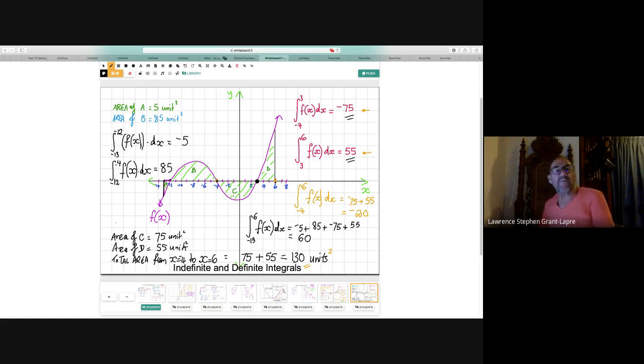The definite integral between -13 and 6 for the function is 60. But the total area would be 5 plus 85 plus 75 plus 55. So I hope this segment has helped you get the difference between area and definite integral.